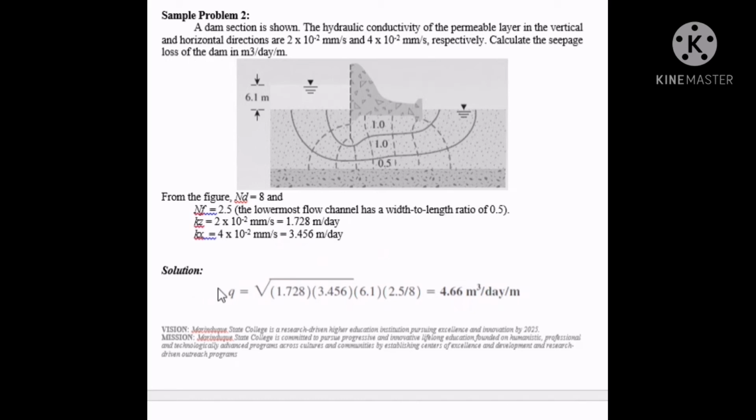So by substituting the values in the formula, Q equals square root of Kx Kz times H times Nf over Nd, we get the square root of 1.728 multiplied by 3.456 multiplied by 6.1. Why 6.1? It is the head difference. So the head difference is 6.1. It's already in the figure. Multiplied by Nf, which is 2.5 over 8, and that is equal to 4.66 cubic meters per day per meter.